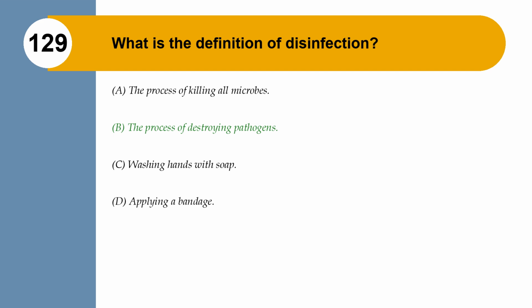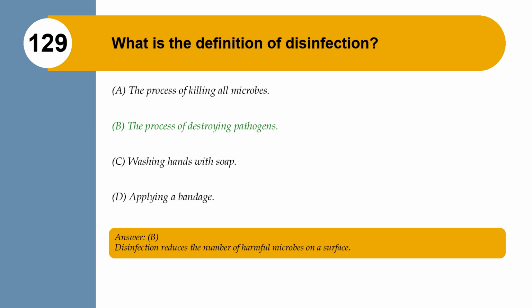The correct answer is option B, the process of destroying pathogens. Explanation. Disinfection reduces the number of harmful microbes on a surface.